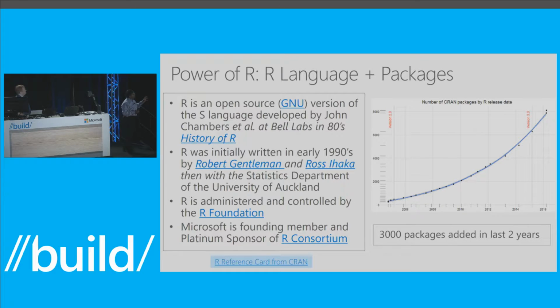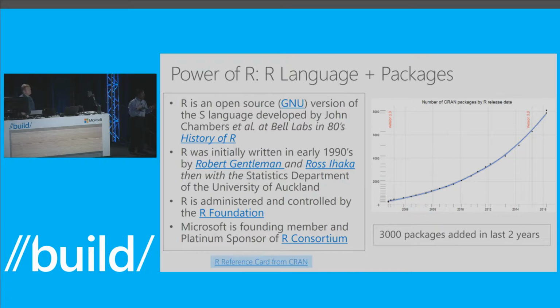And so the number of packages being developed in the open source community by developers at large is skyrocketing. If you were to look at just the last 2 years, 3,000 packages were contributed into the open source. And each package is not just a single algorithm. It's a package of algorithms.